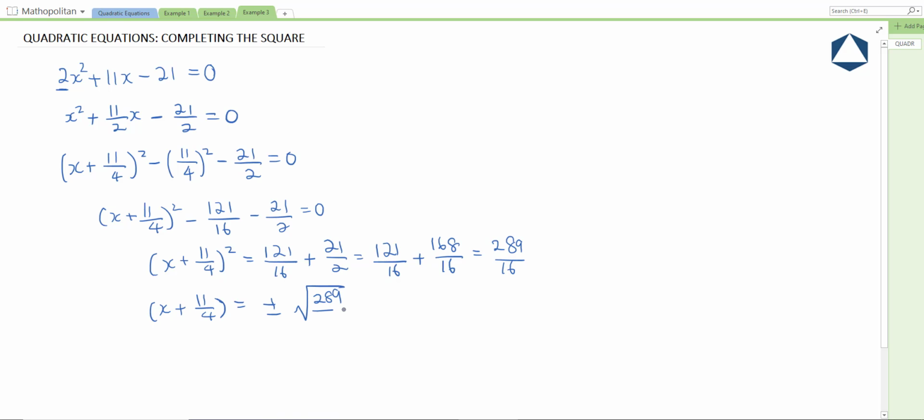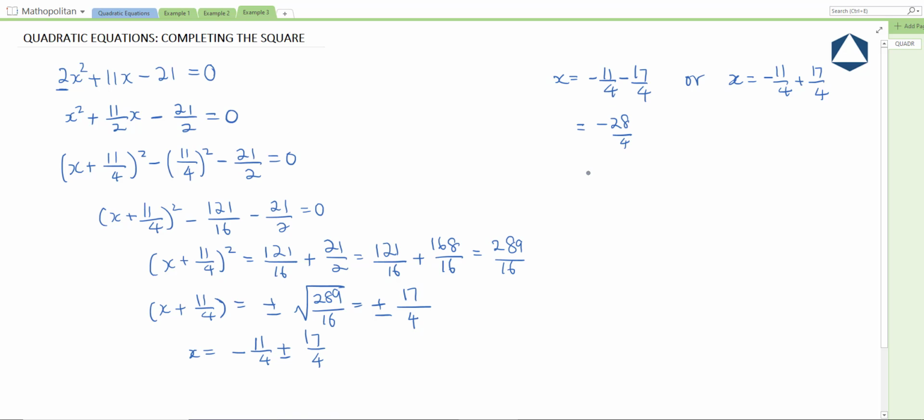Now if I square root on both sides, there will be plus minus square root of 289 over 16. So the square root of 289 is 17, and the square root of 16 is 4. So x will be equal to negative 11 over 4 plus minus 17 over 4. So finally, there are two roots here. One is x equals negative 11 over 4 minus 17 over 4, or x equals negative 11 over 4 plus 17 over 4. So this will be negative 28 over 4, which is negative 7. And this is negative 11 plus 17 is 6 over 4, which simplifies to 3 over 2. Alright, so the two roots here for x are negative 7 and 3 over 2.